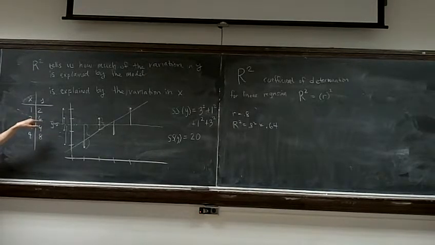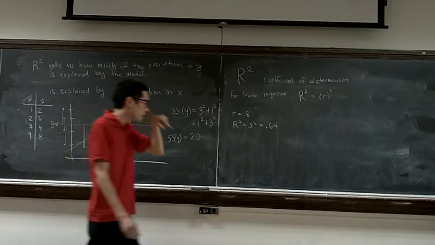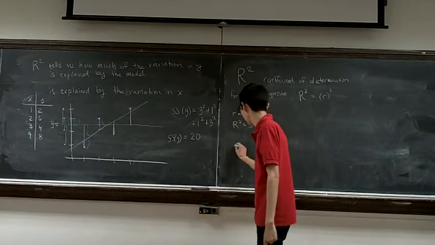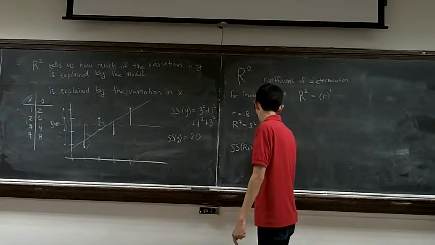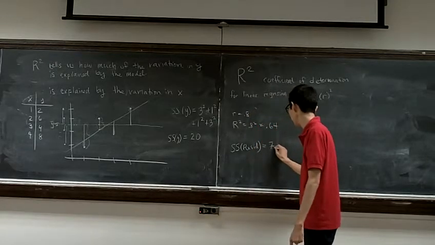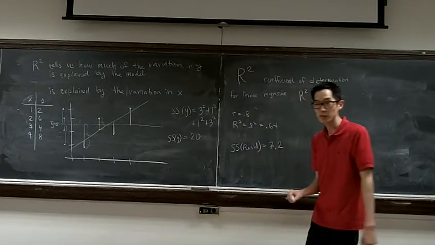Is that okay? I just wanted to let this sink in. Versus our sum of squares residuals, which we had already calculated, and we had that to be 7.2.